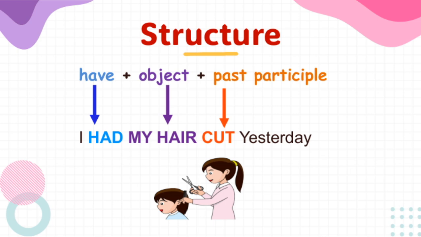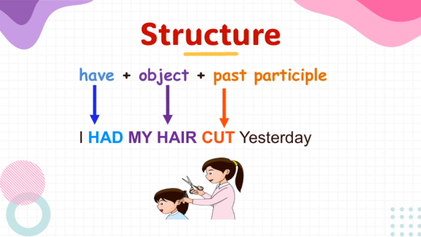This structure is really useful because it allows us to describe actions that we arranged or experienced in the past, often with some help from someone else. It's a common way to talk about services or actions performed by others. By understanding this pattern, you'll be able to describe past events more clearly and naturally. Remember, have can change depending on the tense, but the object stays the same, and the verb is always in the past participle form.